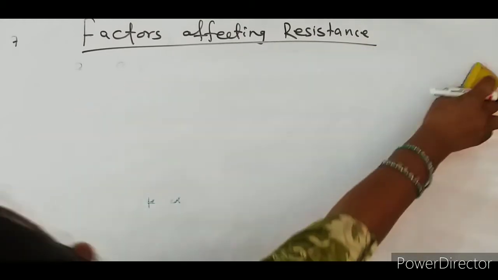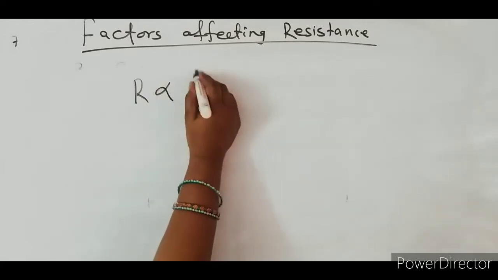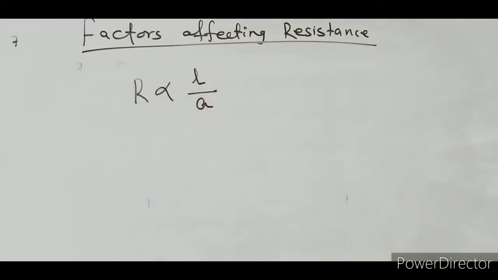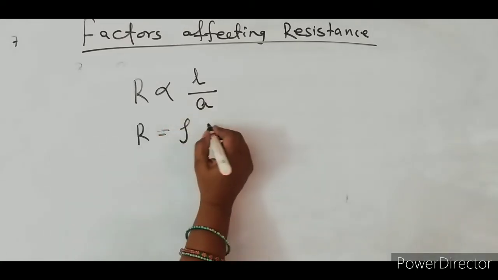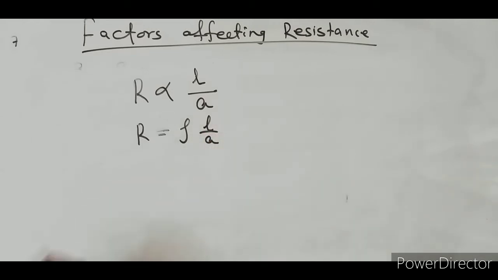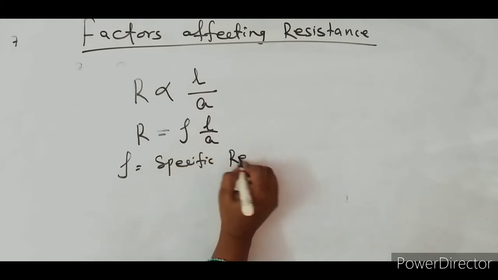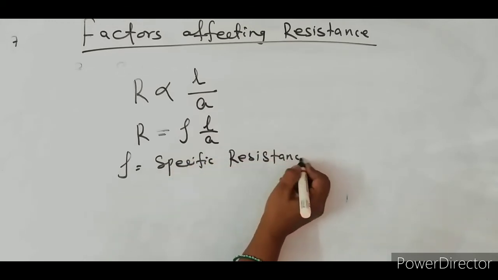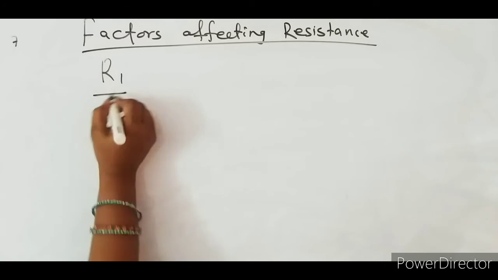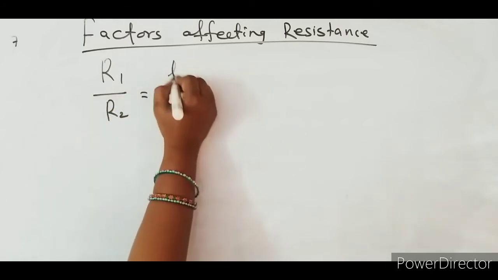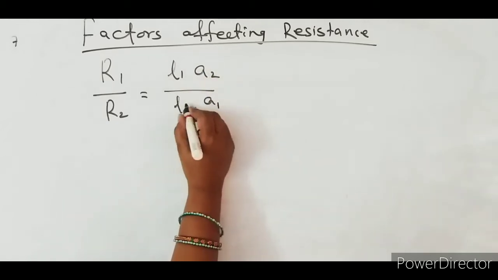So here R is directly proportional to L and inversely proportional to A. So R is equal to rho L by A. Rho is the specific resistance. One more formula, the combining formula: R1 by R2 is equal to L1 by L2 times A2 by A1.